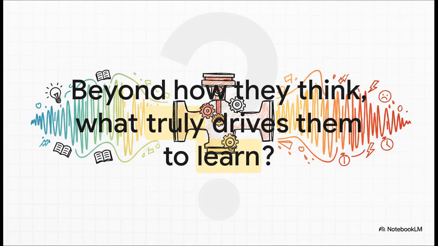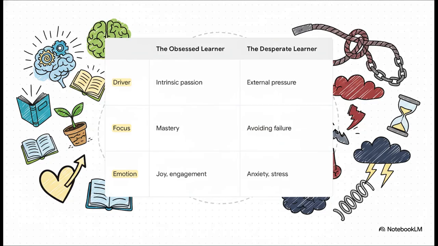And this brings us to what might be the most critical factor of all, motivation. I mean, it's the engine of learning, right? But it's not just a simple on or off switch. Motivation exists on this incredible spectrum, from pure, unadulterated passion to sheer panic. This table just lays it out perfectly. You've got these two opposite ends of the spectrum.